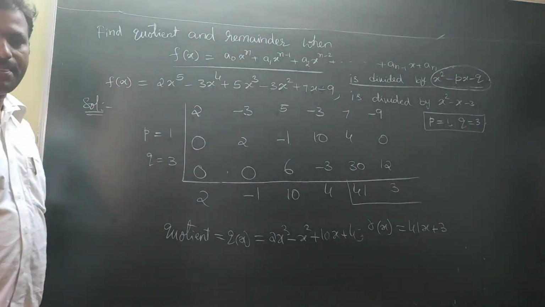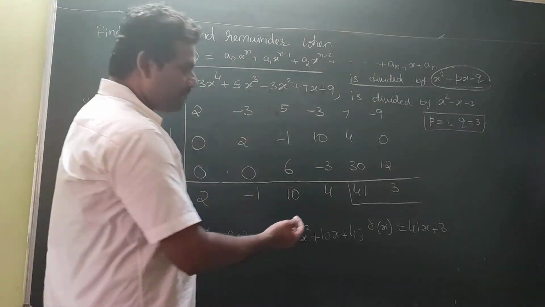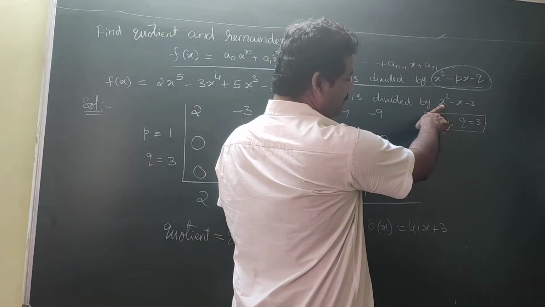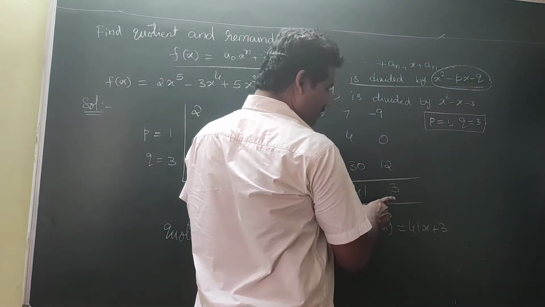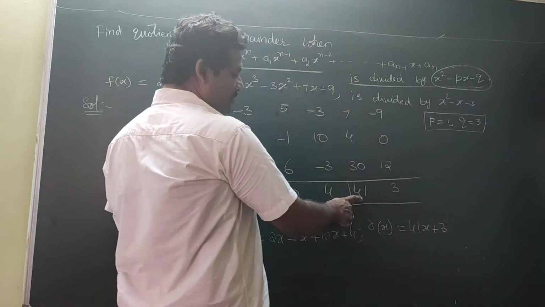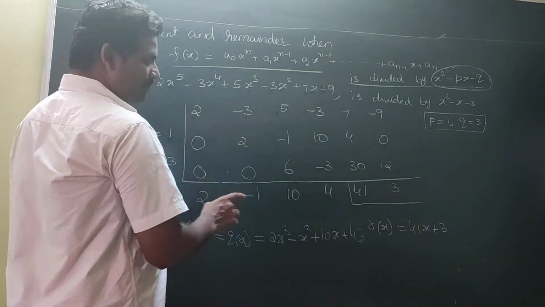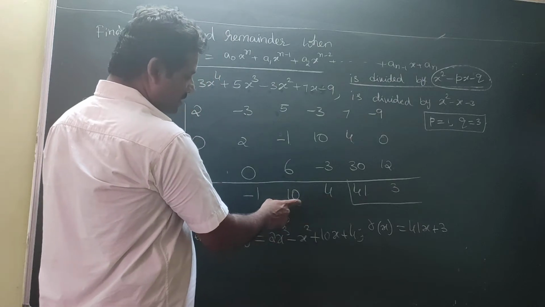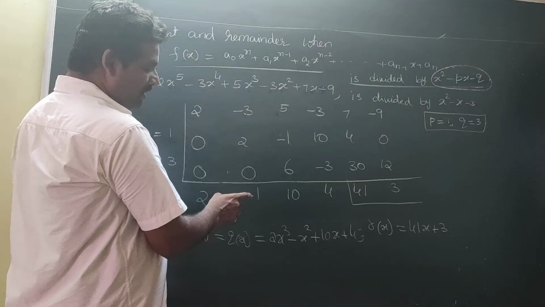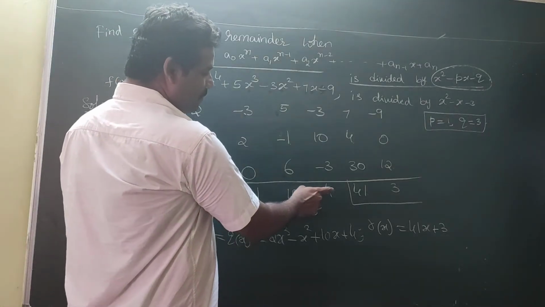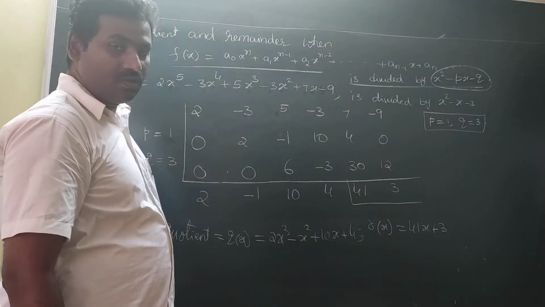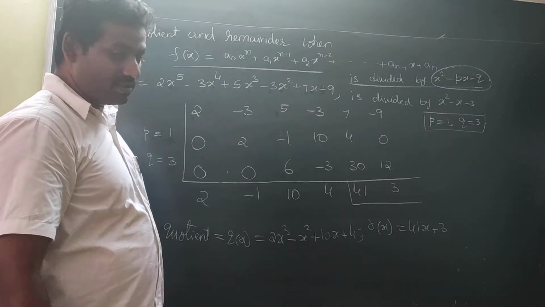Over. So whatever the remainder, see, we are dividing with the second degree, so the remainder is degree 1. So 41x plus 3, that is degree 1. Constant plus x term. This is the remainder. What is the quotient? Constant, x coefficient, x square, x cube. 2x cube minus x square plus 10x plus 4. Okay. So now we will do one more example.